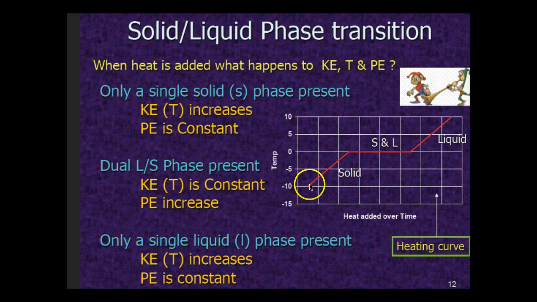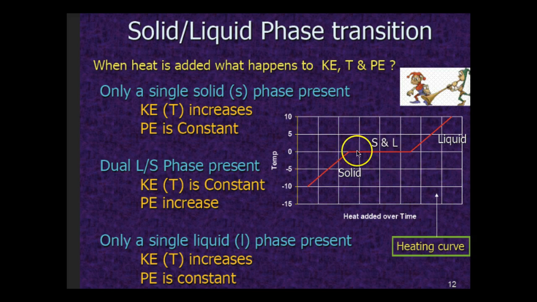And as you can see, the temperature is increasing. It's going from -10 to -9 to -8 to -7 to -6. It goes all the way up to 0 degrees. So the kinetic energy, the temperature is increasing, but the potential energy is being held constant because remember, all those molecules are right next to one another. Their position has not changed.